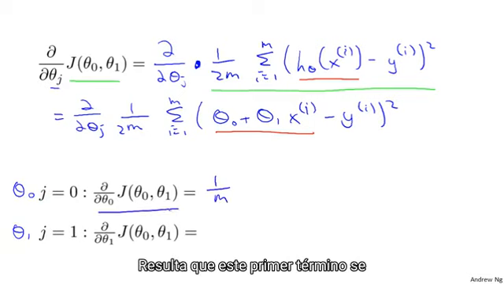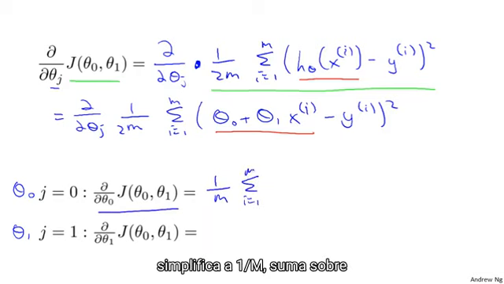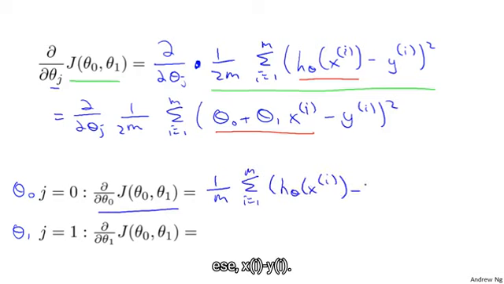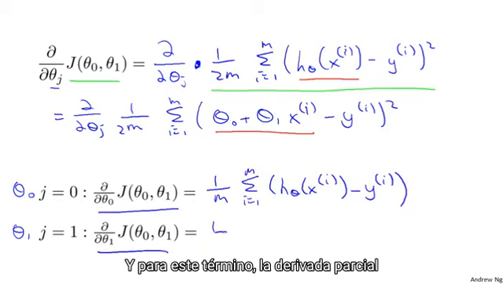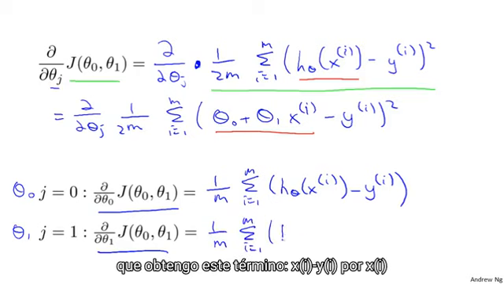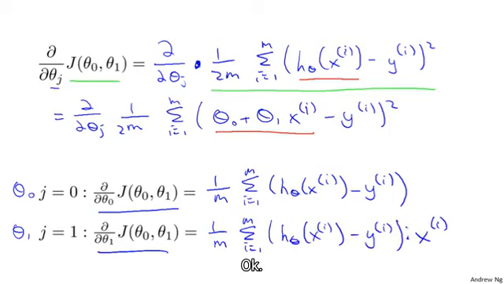It turns out this first term simplifies to 1 over m, sum over my training set of just that, h of x i minus y i. And for this term, the partial derivative with respect to theta 1, it turns out I get this term: h of x i minus y i times x i. Okay?